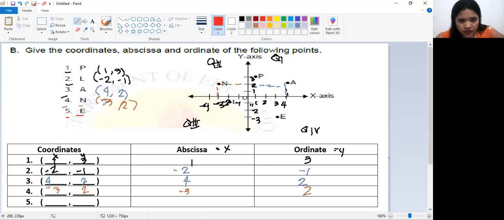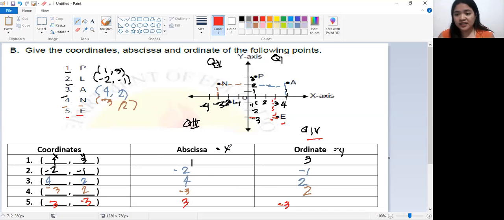So we're looking for point A. So nasa quadrant 4, correct? Quadrant 4, so saan tapat siya sa x-axis mo? Okay, so dito ta, 3. So that is positive 3. And, okay, negative 3. So positive 3, that's your x coordinate and yung y coordinate mo negative 3. You're good.